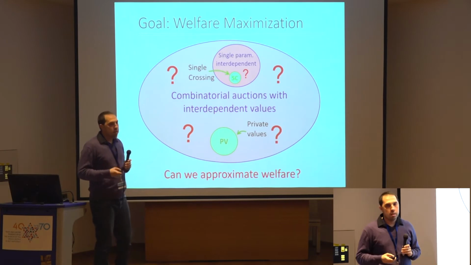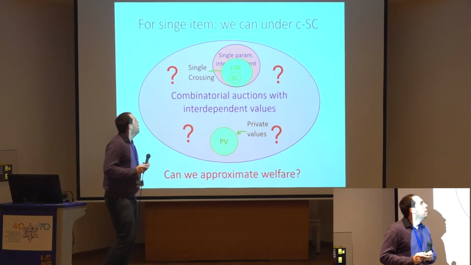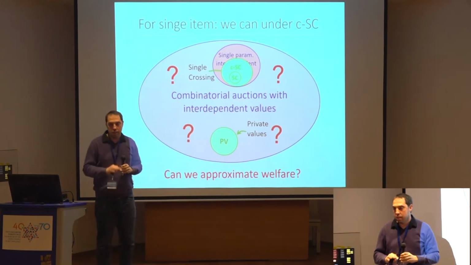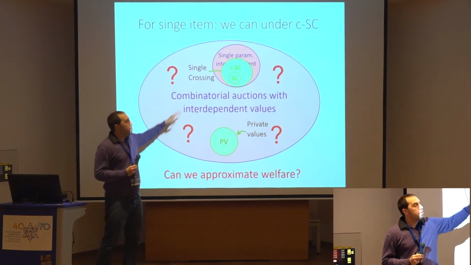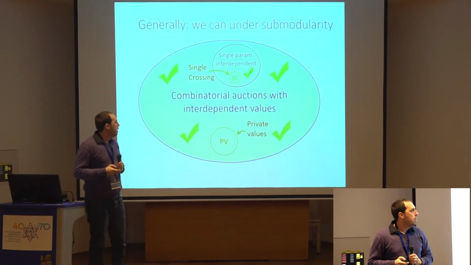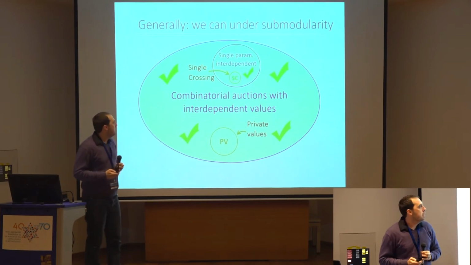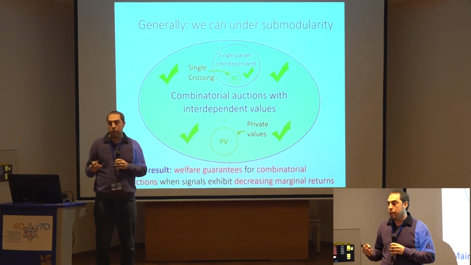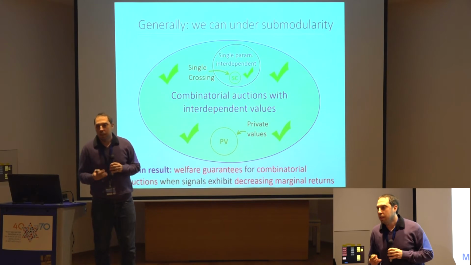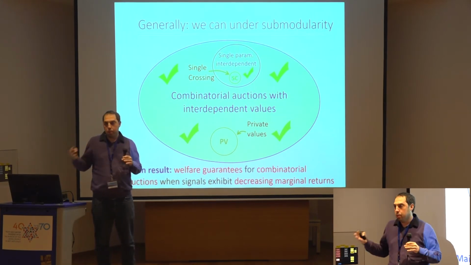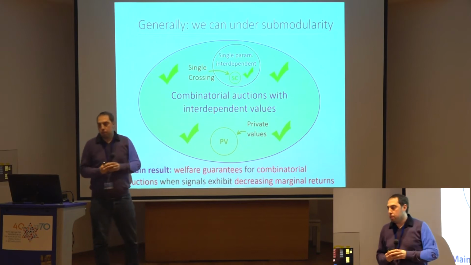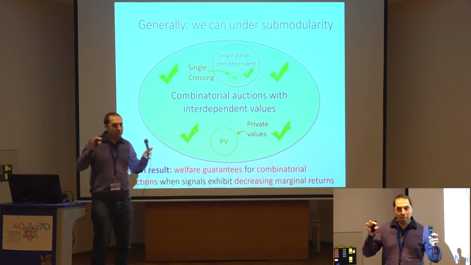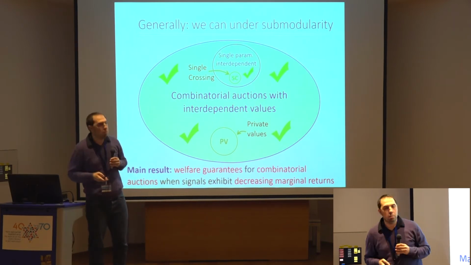Okay. So our first result was that if we relax the single crossing condition to something we call c-single crossing, we almost satisfy this condition. We can have some approximate welfare results. Our second positive result is if we think about signals as having decreasing marginal returns, it means that the information has some substitutability. Then we can have some approximation results for combinatorial auctions in general. Okay. So this is the outline of the results, very high level. I'll talk more about them.